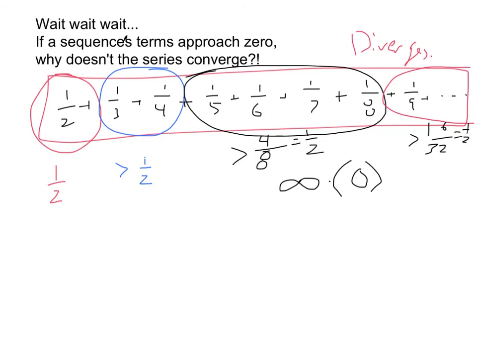I don't know if I made that clear enough here. If you have a question about it, ask me about it in class or shoot me an email. This is a fascinating series that we'll spend some more time with later. But the idea is, if your terms go to 0, our nth term test is inconclusive. It does not mean that the series converges. Please try to remember that.